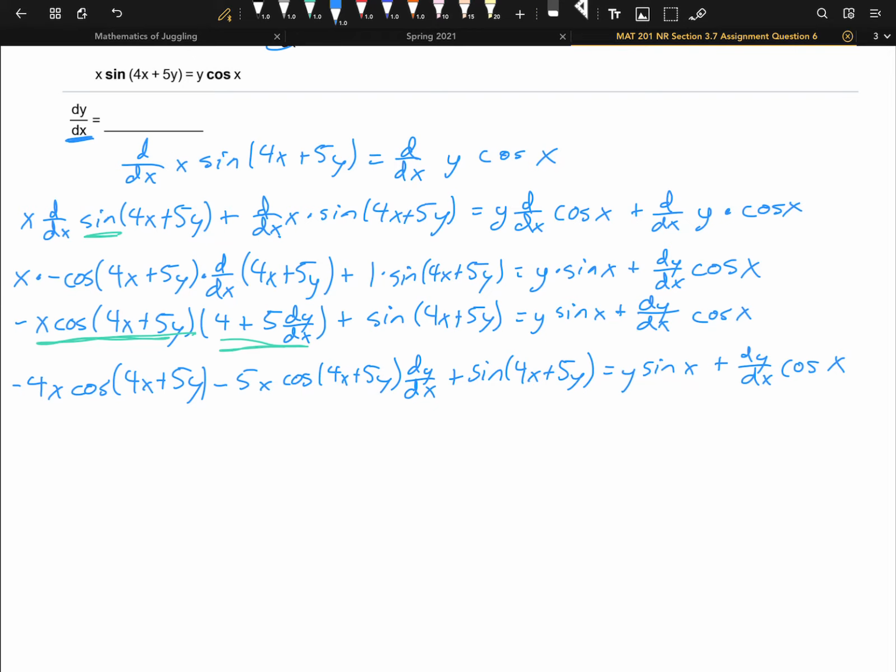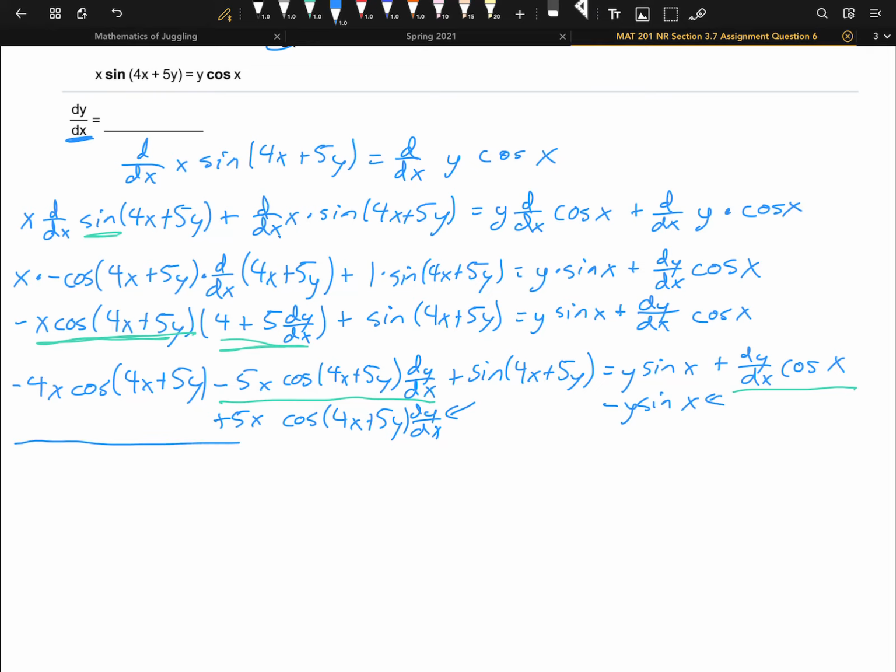Okay, so now we want to collect all the terms with dy/dx. That would be this term and this term on one side of the equation and everything else on the other. So I'm going to add 5x cosine of 4x plus 5y dy/dx to both sides, and I'm going to subtract y sine x from both sides. Just to save room, I'm not going to rewrite what I'm doing here, but you all know that I'm adding this term to both sides, and I'm subtracting this term from both sides.